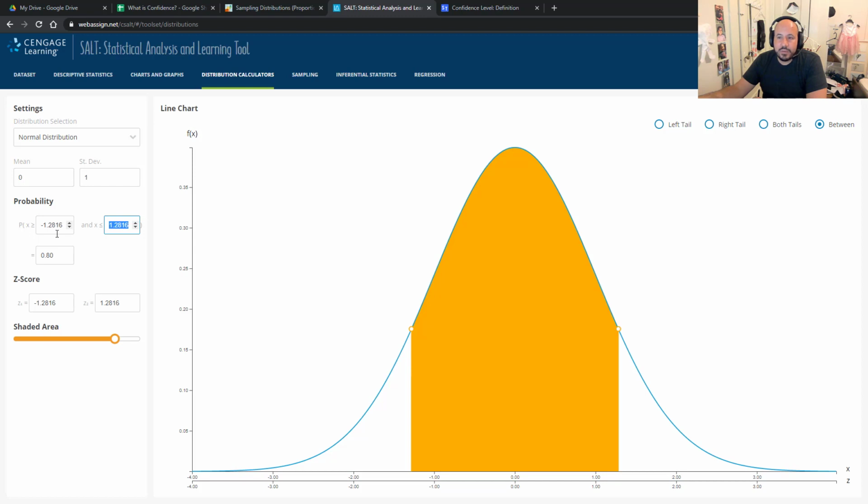Technically we have the negative one, but the reason that there's the negative one is because we're not only adding 1.2816 times the standard error, we're subtracting that amount also. So we have a positive side to account for the upper limit and the negative to account for the lower limit.